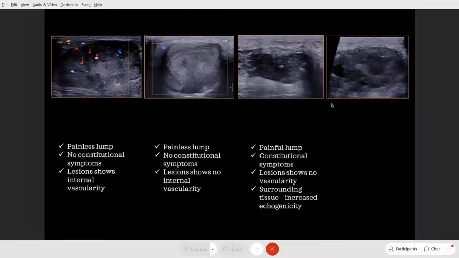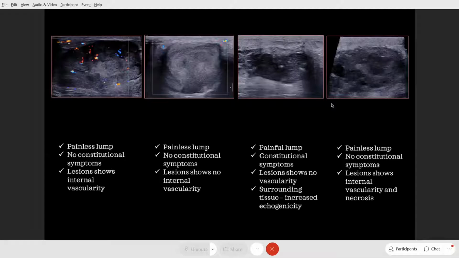The third, the heterogeneous lesion, is very painful. She has fever. When you examine, the lump was tender, the skin was red, and the lesion shows no vascularity. You can see the surrounding tissues showing so much echogenicity. The last one, though it looks very similar to the third case, is totally painless. She had no constitutional symptoms.